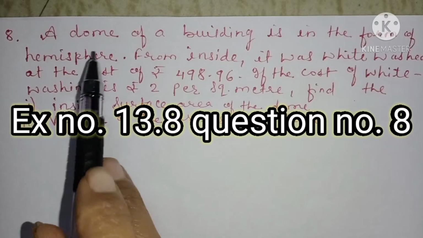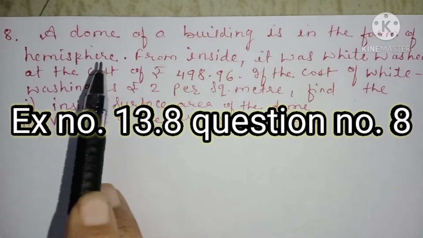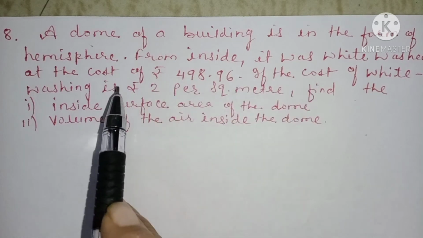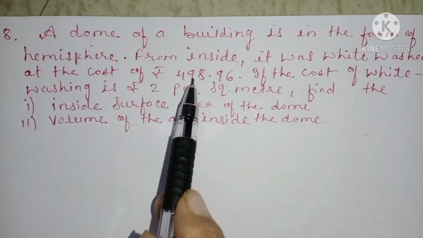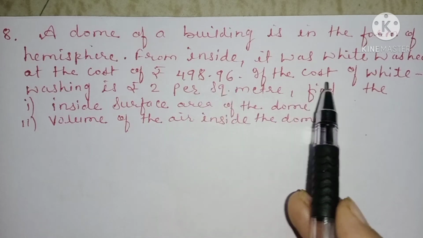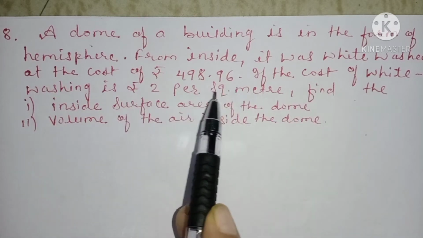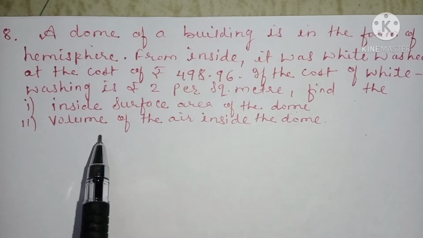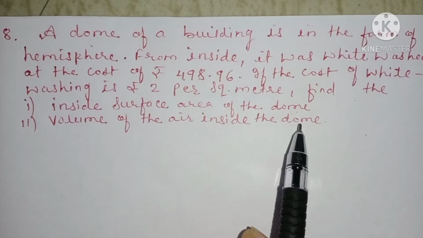Question number 8. A dome of a building is in the form of a hemisphere. From inside it was whitewashed at the cost of rupees 498.96. If the cost of whitewashing is rupees 2 per square meter, find 1) the inside surface area of the dome and 2) the volume of the air inside the dome.